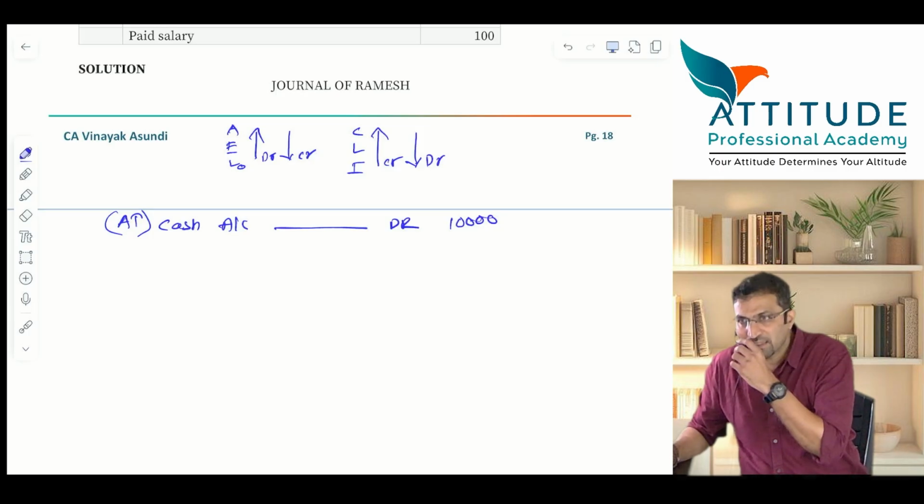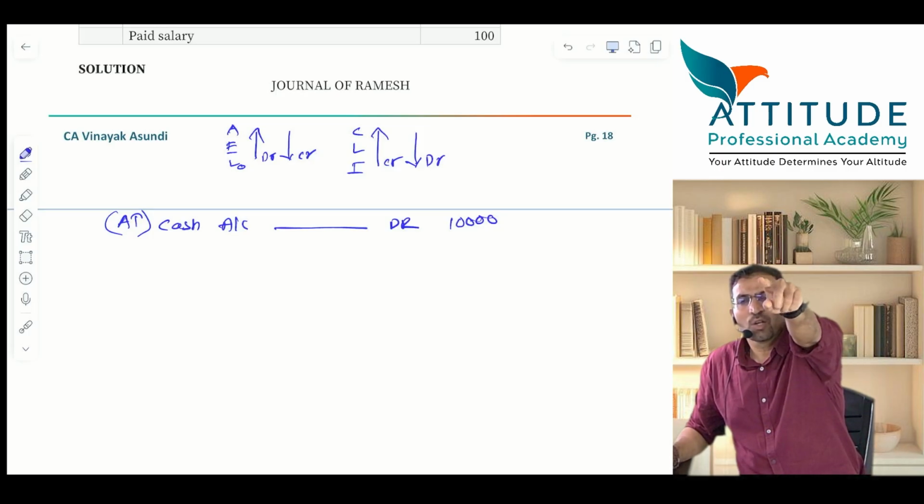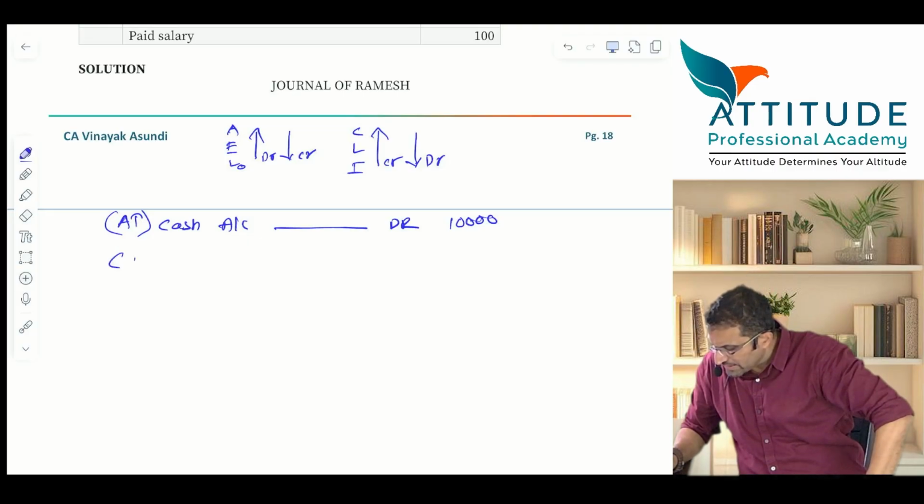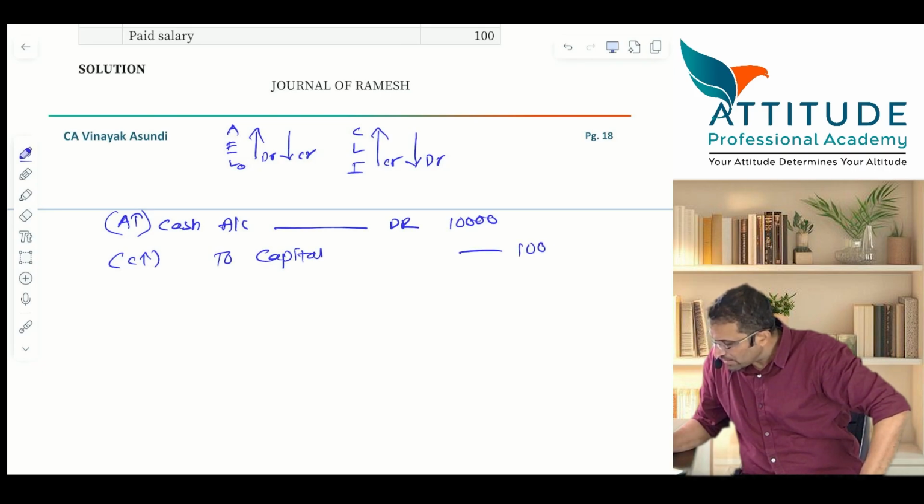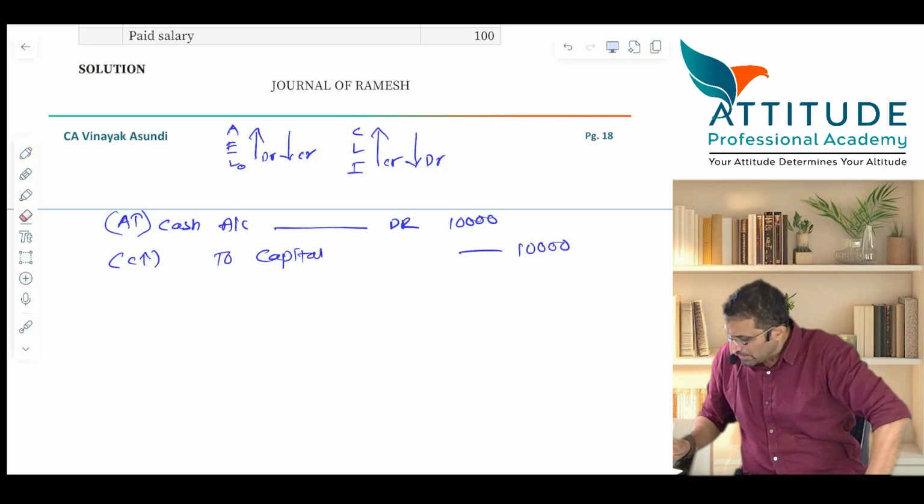So cash account, debit 10,000. Asset increases. Who puts in the money? Owner. So capital also increases. So to capital account, credit how much? 10,000. All of you got it? This is the first one.